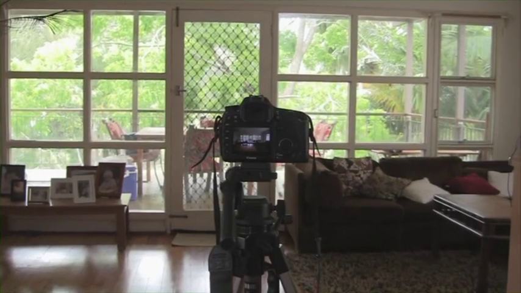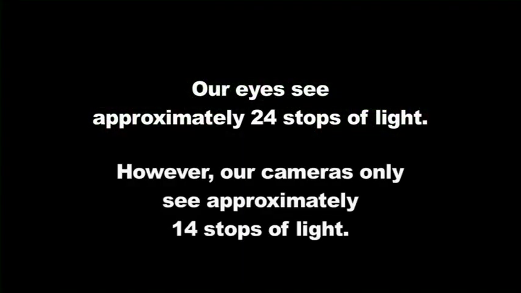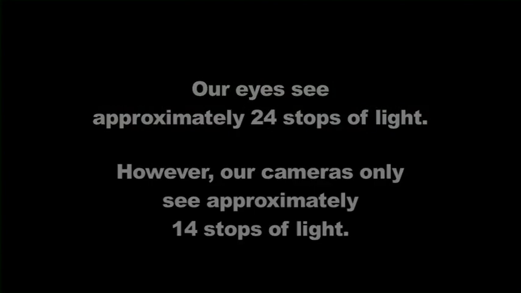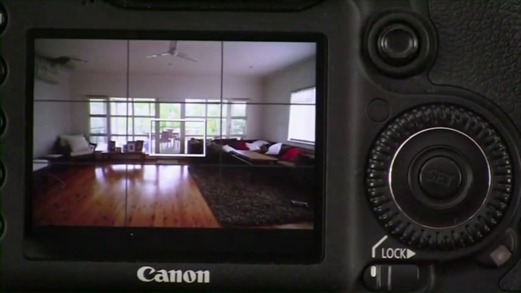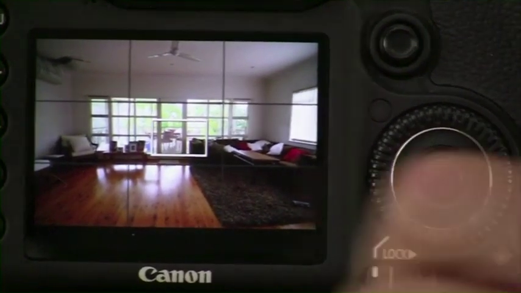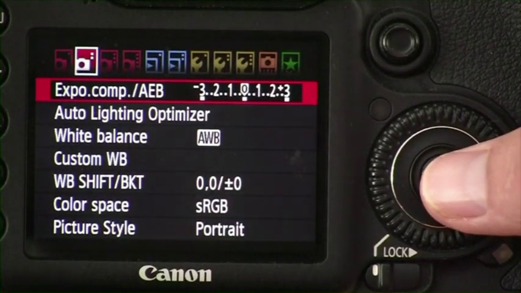It's better than any Sony, Canon or Nikon. Our eyes see about 24 stops of light, but unfortunately our cameras see only about 14 stops of light. So you have a problem. How can we increase the range of our camera to see the same scene as we do and get the right exposure? This brings us on to one of the tricks of professionals, exposure bracketing.